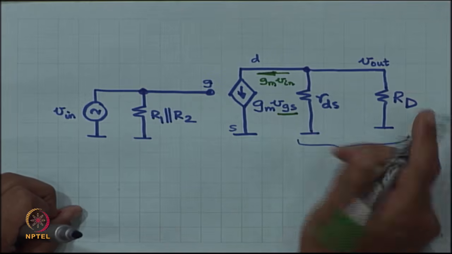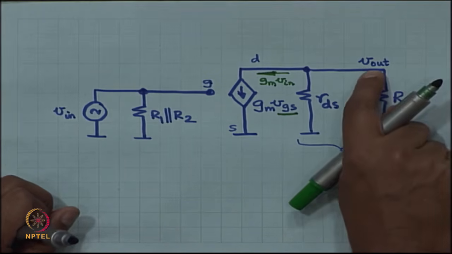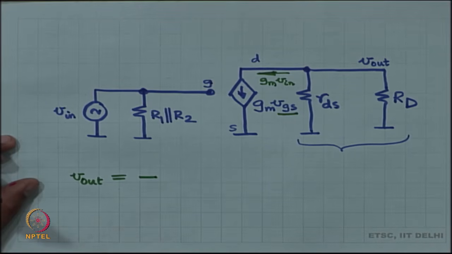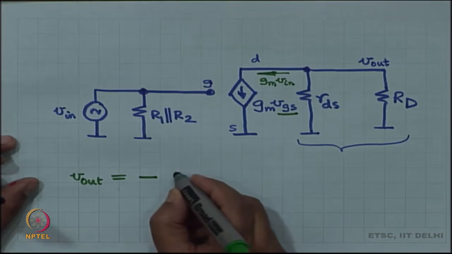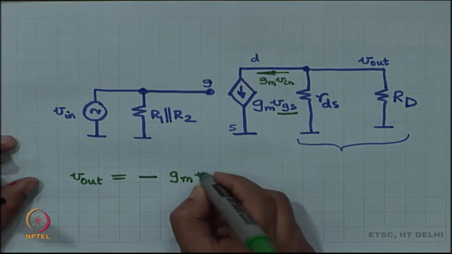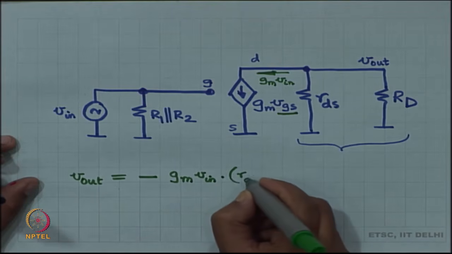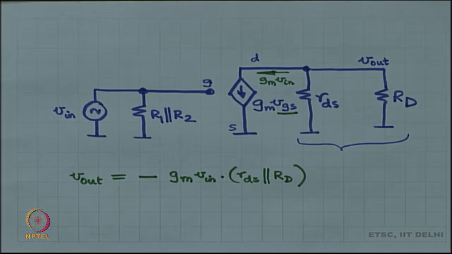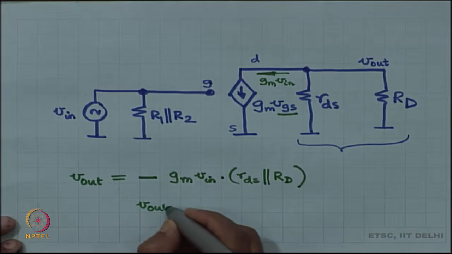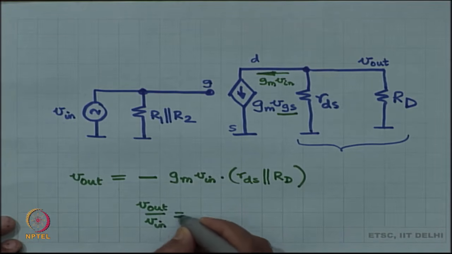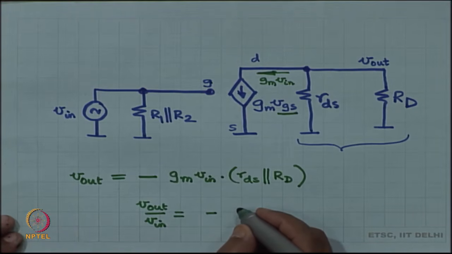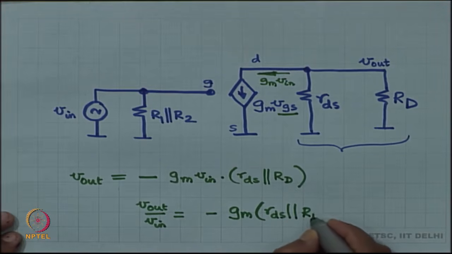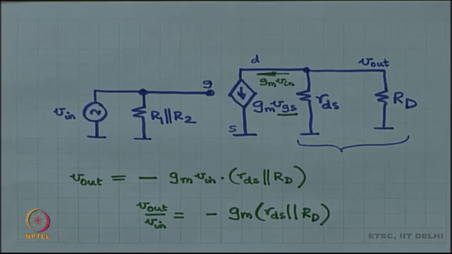GM times V in current comes through the parallel combination of RDS and RD, which means that V out is equal to minus, because it is flowing out of ground, GM times V in is the current times RDS in parallel with RD, or in other words, V out by V in is equal to minus GM times RDS in parallel with RD. Is this okay? So far so good? All right.